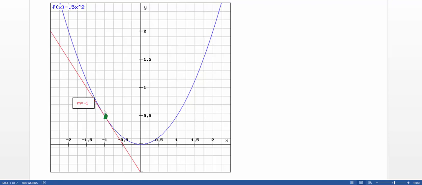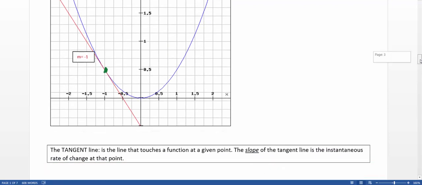Turns out that this line has a special name and has special meaning. Remember that the slope of the secant line, which was a line that connected 2 points, was our average rate of change. This line is called the tangent line. The tangent line is a line that touches a function at a given point, so at one point. The slope of the tangent line is the instantaneous rate of change at that point. So again, we used secant lines, which gave us the average rate of change, and eventually they became one line, which we then call the tangent line.